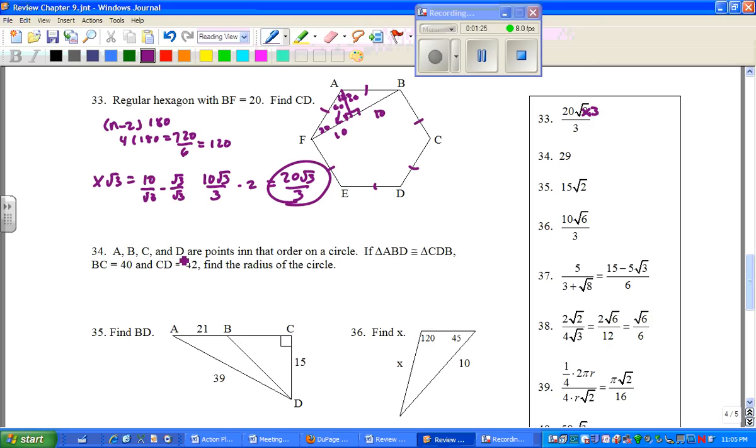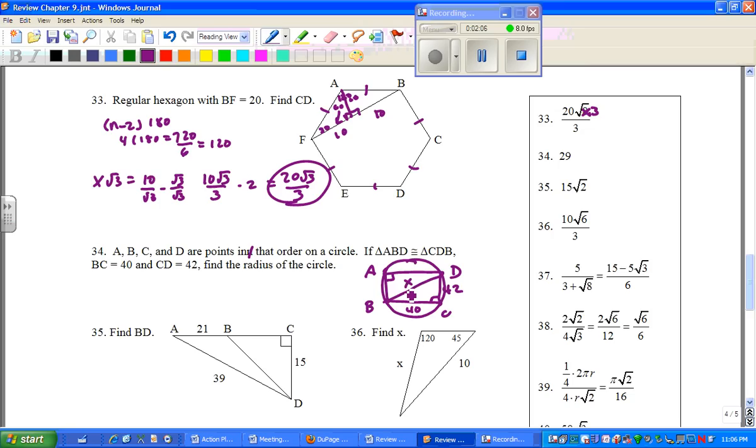Number 34, A, B, C, D are points in that order on the circle. So we have a circle, and we get points A, B, C, and D, connecting them. So triangle ABD, triangle CDB are congruent to each other. It just makes sense. BC ends up equaling 40. CD is 42. So we want to find the radius of the circle.